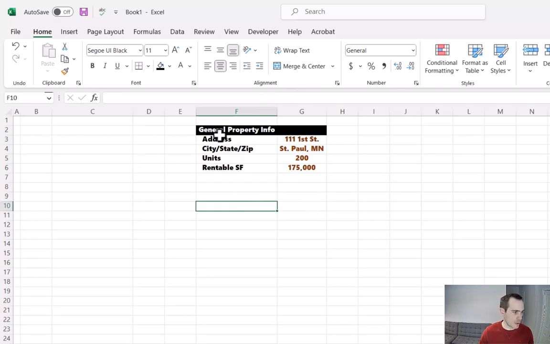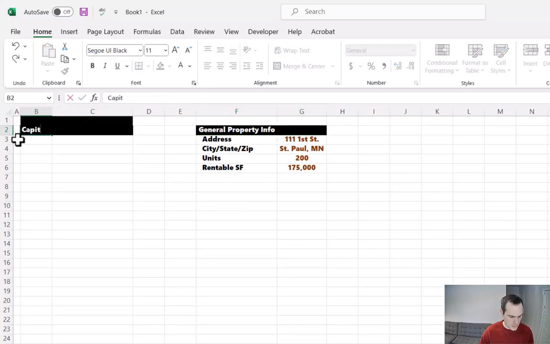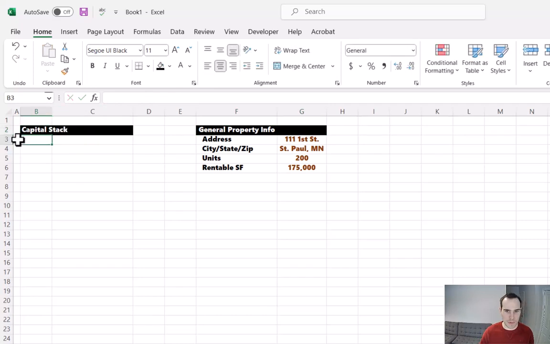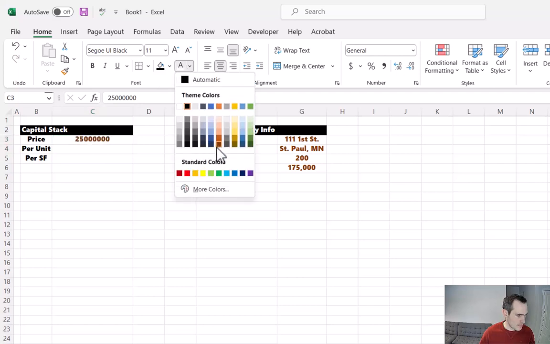Now part two is the capital stack. So I'm going to copy and paste the section header. Call it capital stack. And in this section, first thing we need to enter in is the price. We also want to know that on a per unit basis, the price per unit and the per square foot. And if you recall, the pricing guidance was 25 million. I'm going to format this cell as well. This would be a brown text cell.